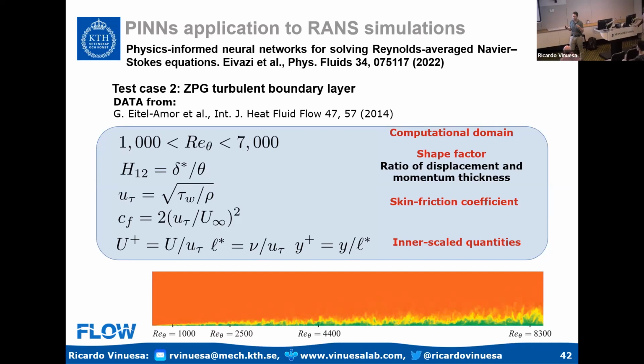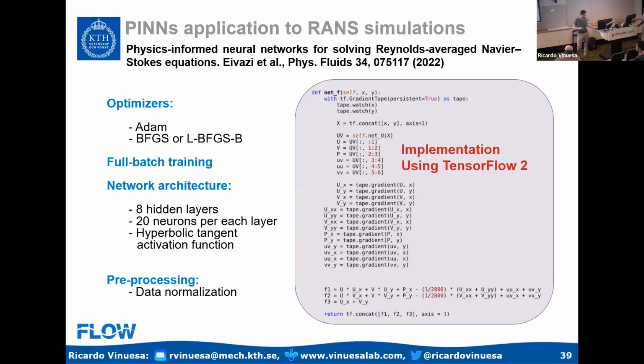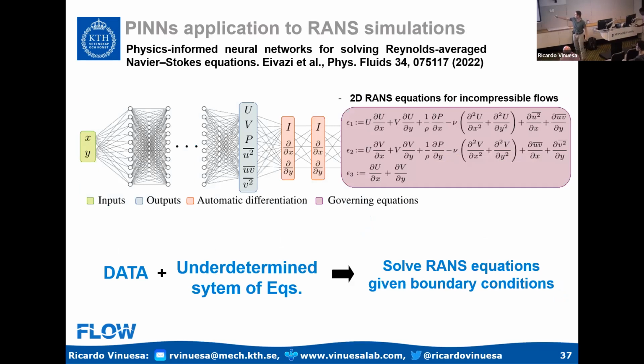So if you're going to use the far field, the inflow and the outflow need to be good, need to be the correct ones. Because of course, what PINNs are doing is basically to solve the governing equations. That's the only thing that it's doing. Yeah, thank you for the question.